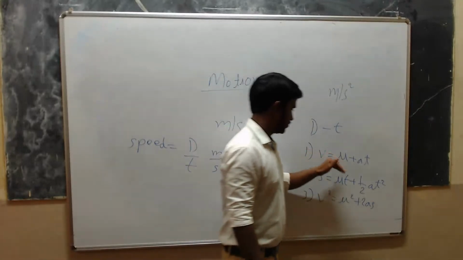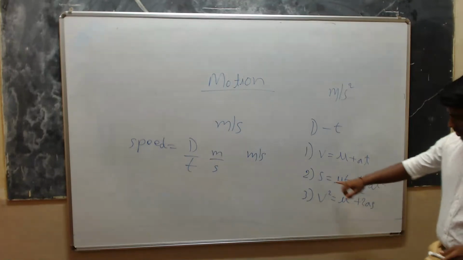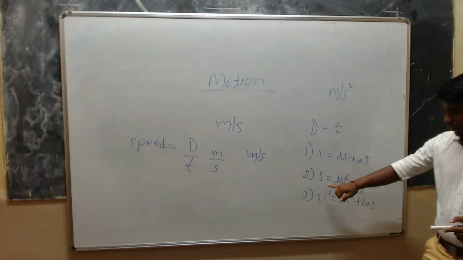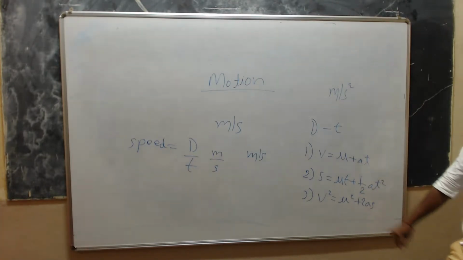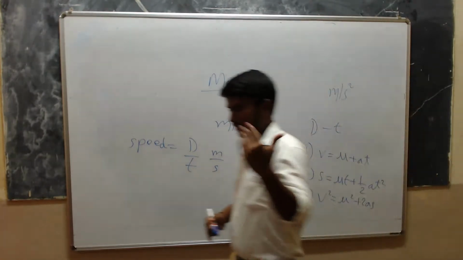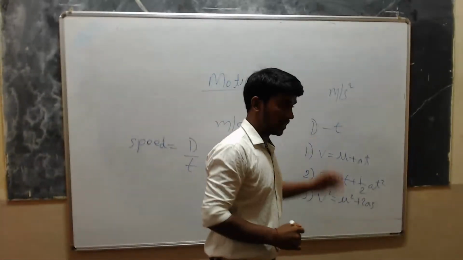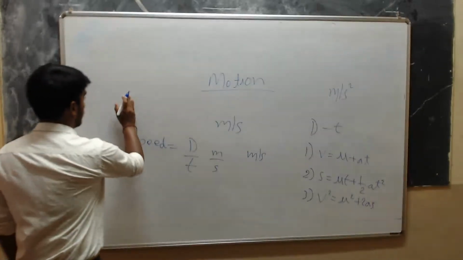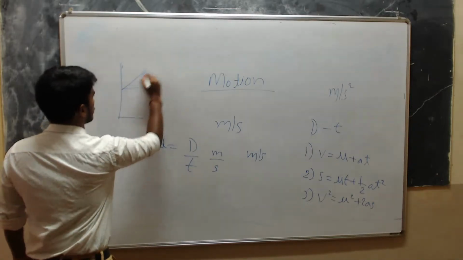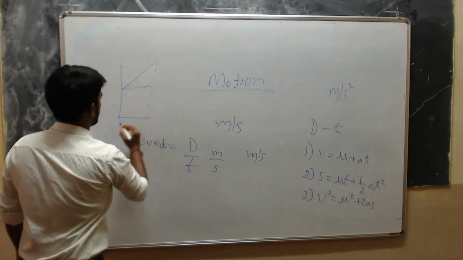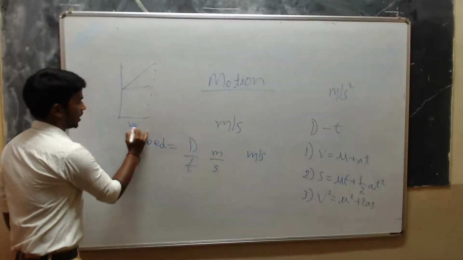Here the first equation of motion gives the relation between velocity and time, and the second equation of motion gives the relation between distance and time. Then the third equation of motion gives the relation between velocity and displacement. And we studied an important derivation using the velocity time graph. Hope you remember this graph. We have proved all these three equations using this velocity time graph.